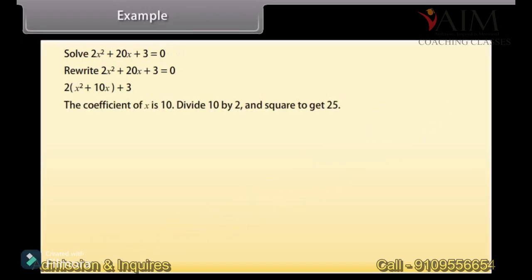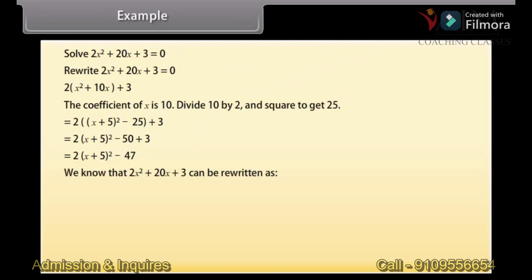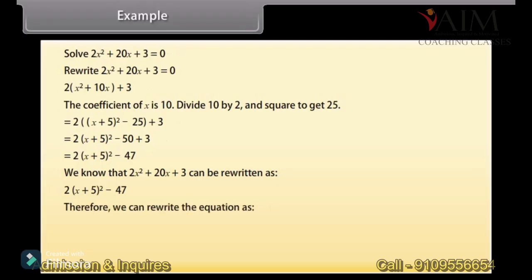Divide 10 by 2 and square to get 25. So 2(x² + 10x) + 3 = 2[(x + 5)² − 25] + 3 = 2(x + 5)² − 50 + 3 = 2(x + 5)² − 47. We know that 2x² + 20x + 3 can be written as 2(x + 5)² − 47. Therefore, we can rewrite the equation as 2(x + 5)² − 47 = 0.